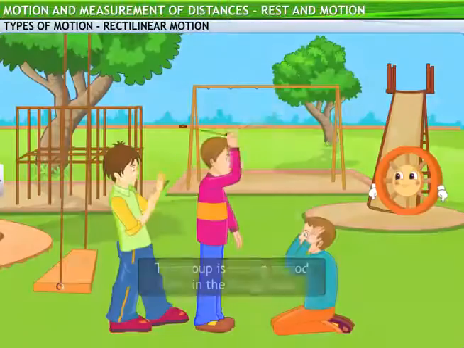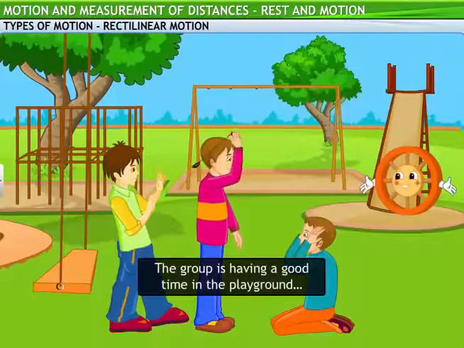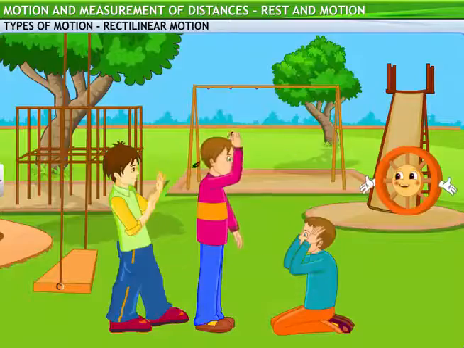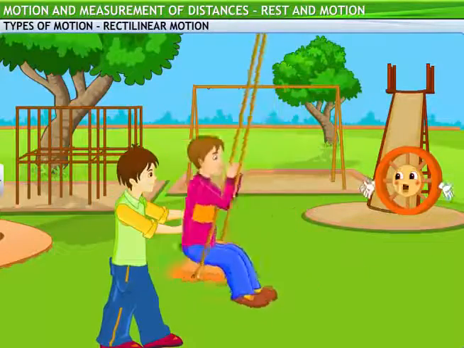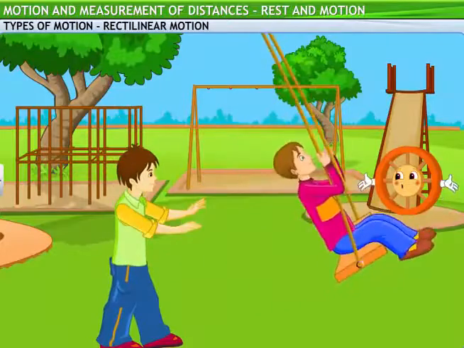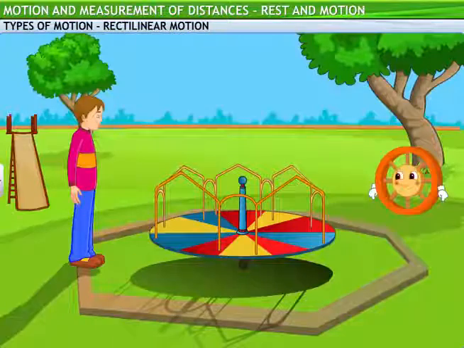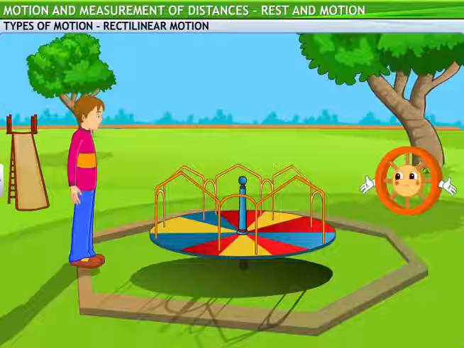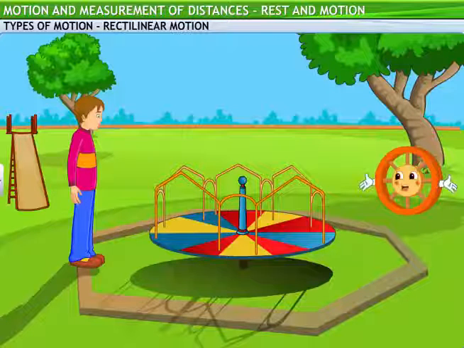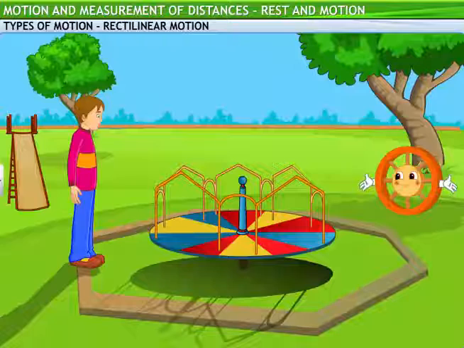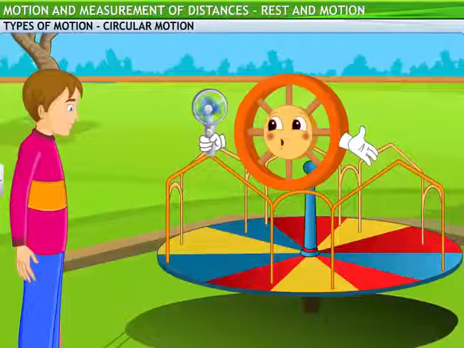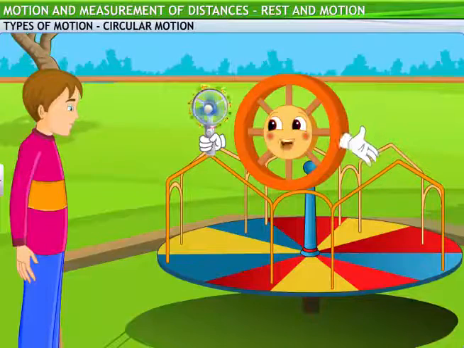Hey, look, it's Matt and Dave. Let's join them. Billy, be careful. You might hurt someone. You know, you can find a lot of different types of motion right here in the playground. How's that? Look at the merry-go-round and the stone you were whirling earlier. Both have circular motion. Take a look at this fan. It's another example of an object in circular motion.